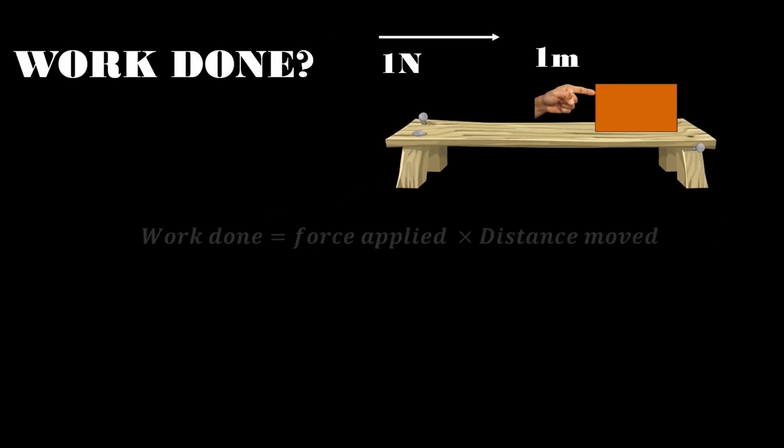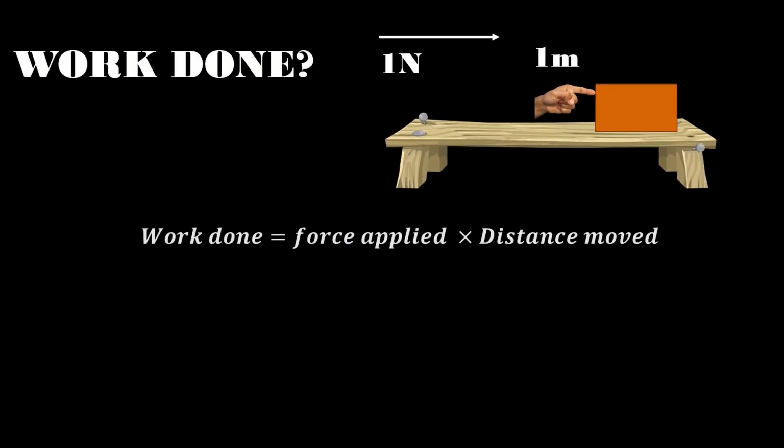Okay, now what is the amount of work done? Then comes this equation which you must keep in your mind. Work done is equal to force multiplied by distance moved. So substituting the way you moved the box, we get 1 Newton times 1 meter. So work done is equal to 1 Newton meter.